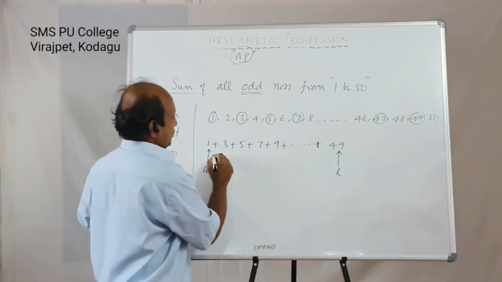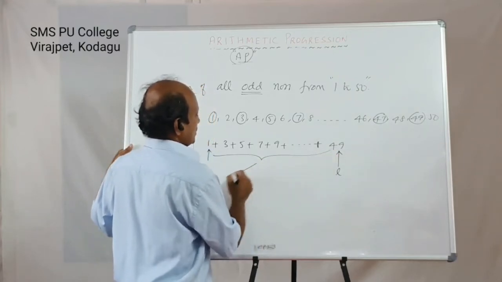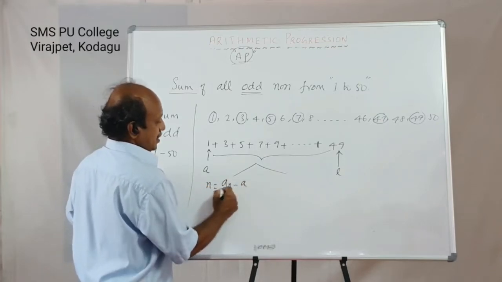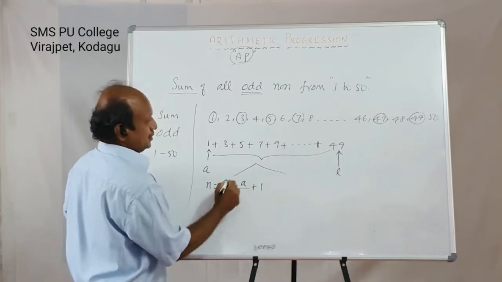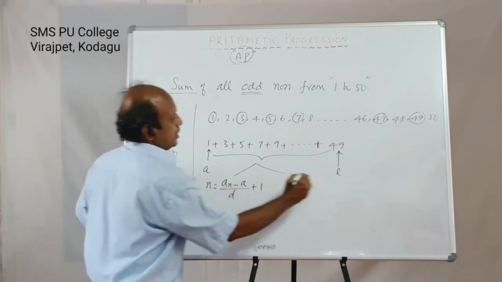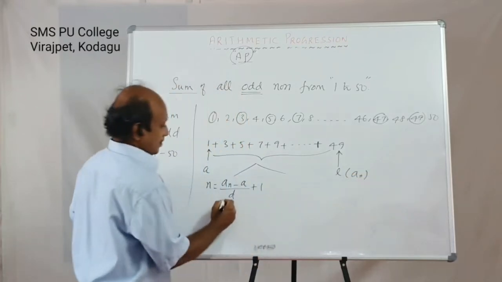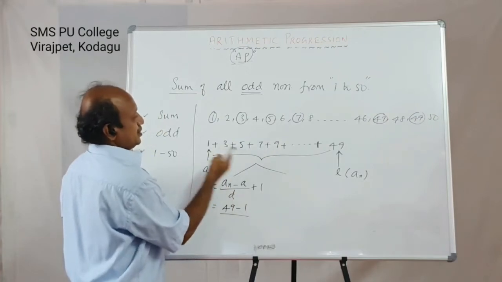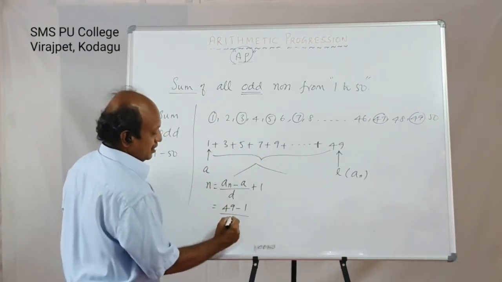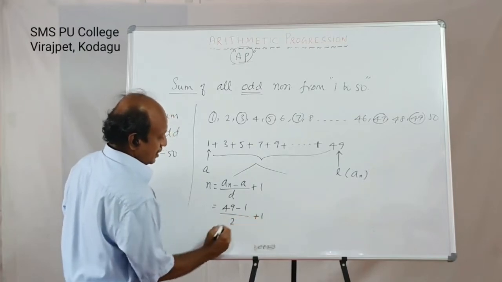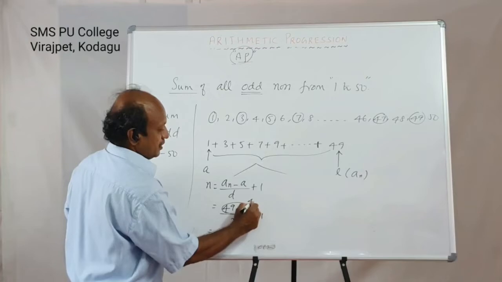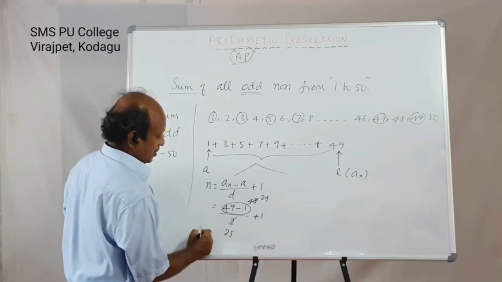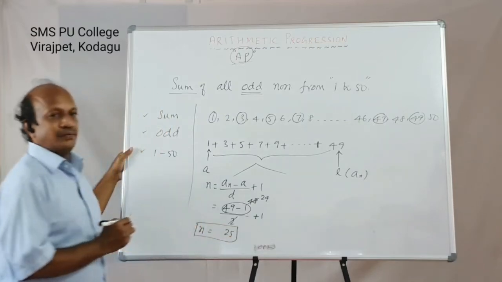Now we have to find the number of terms. There are two ways to find the value of n. n is nothing but (an minus a) by d plus 1. What is an here? An value is nothing but an or l, both are one and the same. an is nothing but 49 minus 1. What is the value of d? 3 minus 1, or 5 minus 3, or 9 minus 7. d value is 2, plus 1. Now what will we get? It is nothing but 48. 48 by 2 is nothing but 24. 24 plus 1 is 25. Therefore, you are getting the value of n as 25.